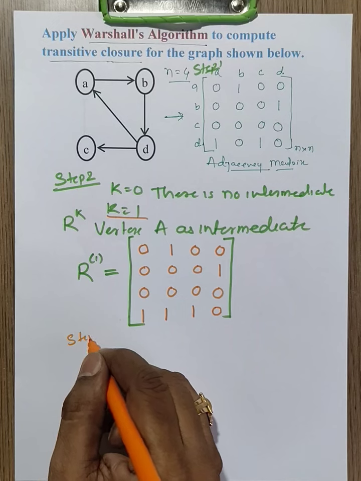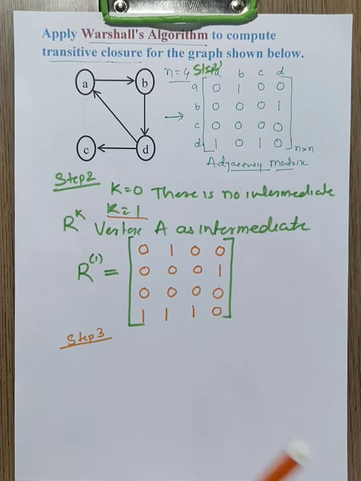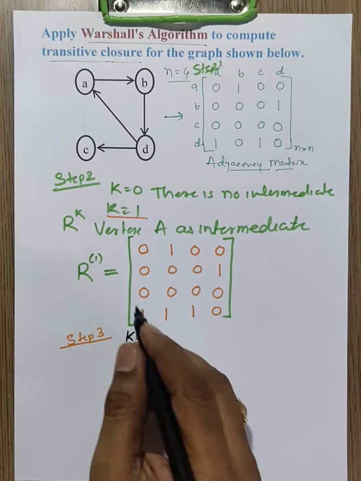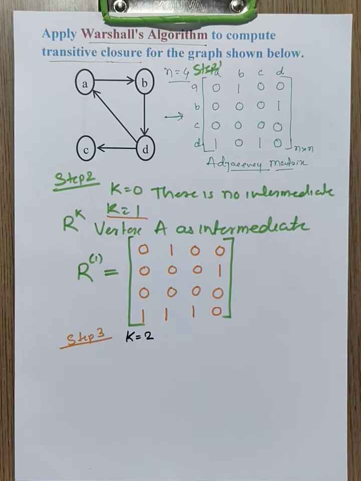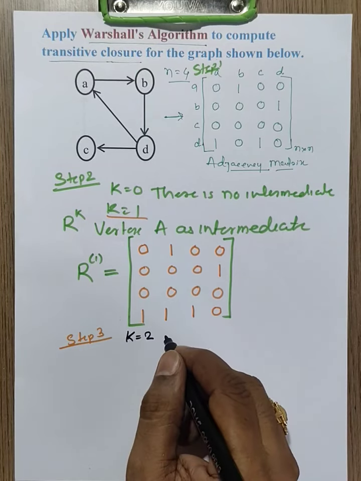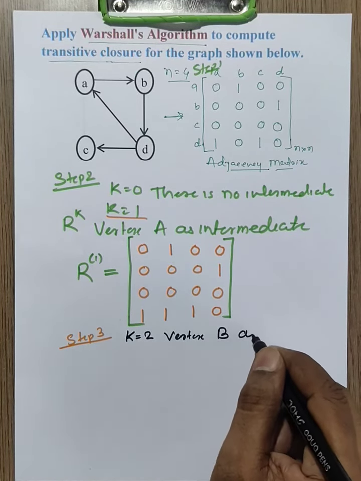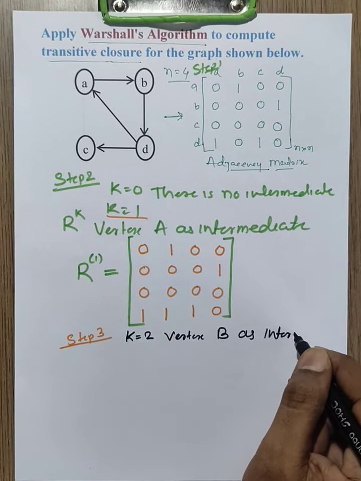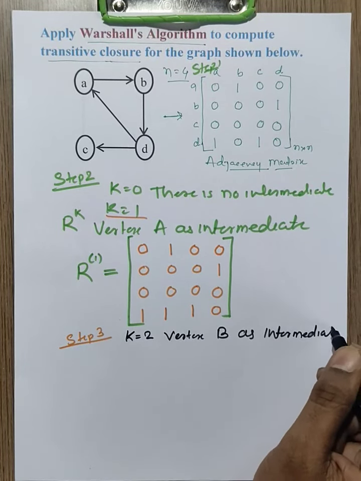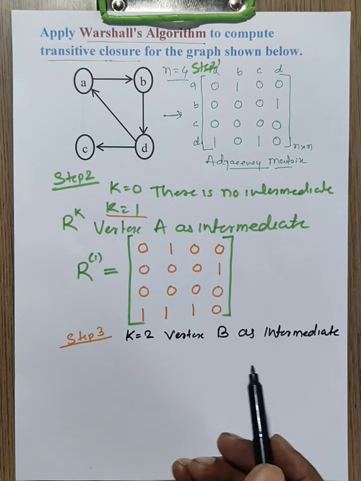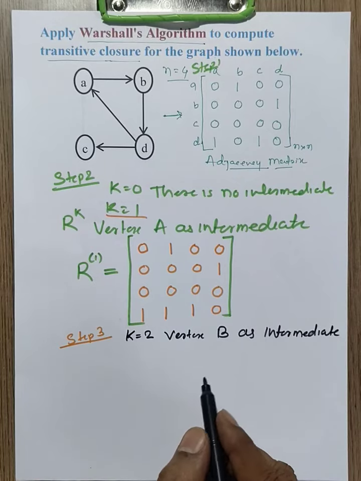Next, step 3. In step 3, K equal to 2. K equal to 2 means vertex B as intermediate vertex. Vertex B as an intermediate vertex means vertex A and B both are intermediate vertices.